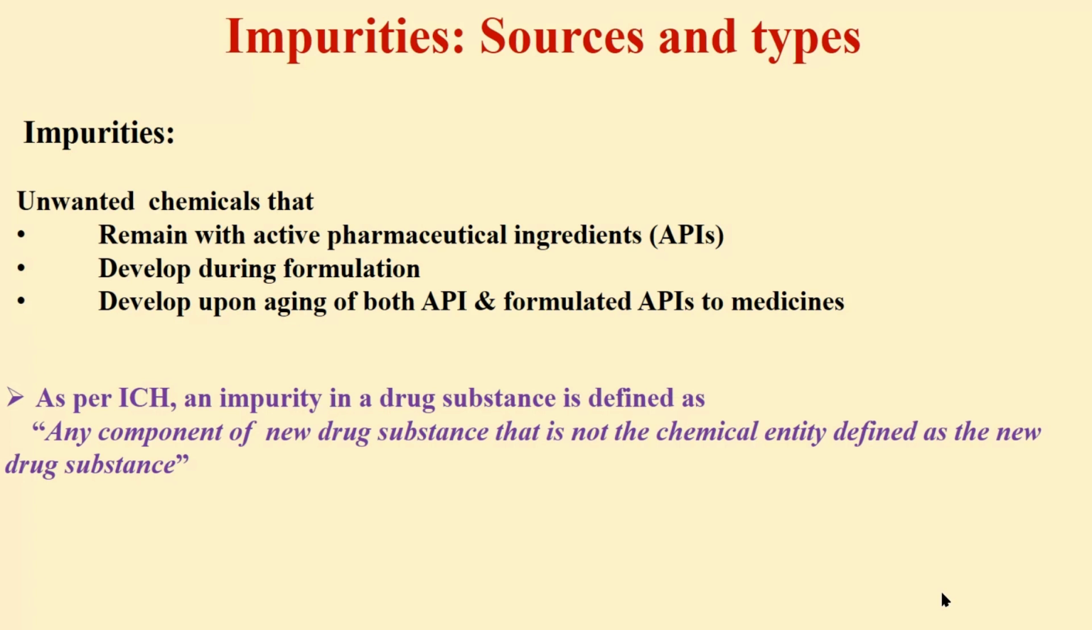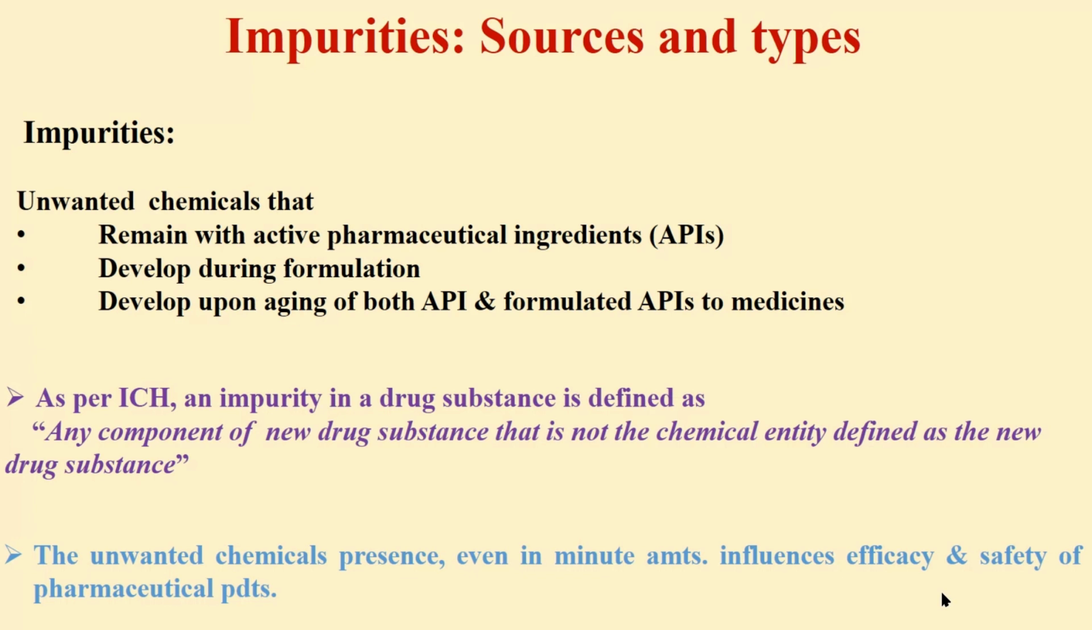Why are we dealing with impurities today? Impurities are the unwanted chemicals which are present with the drug substance which we use as a medicine. Even if it is present in very small or minute quantities, it drastically influences the effectiveness of the drug. It may decrease the activity. Even if it decreases the activity, it is okay, but it may give unwanted adverse effects. That is most dangerous.